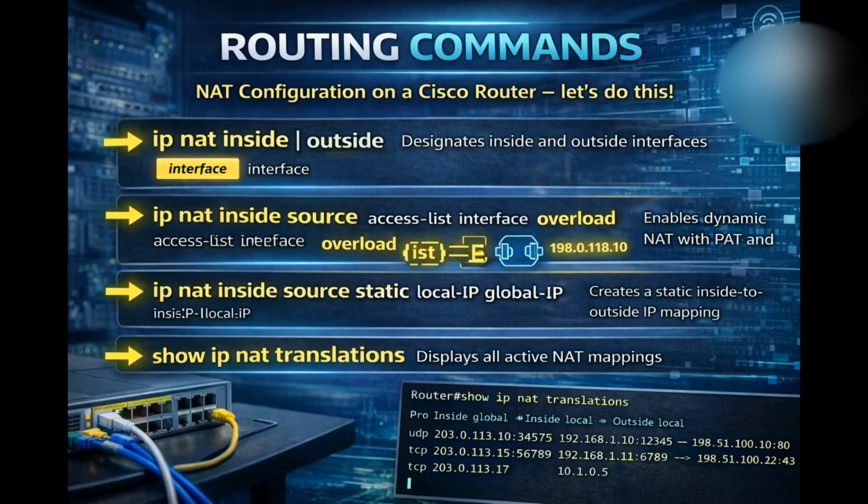Next, ip nat inside or ip nat outside. This command is configured under interface mode. It tells the router which interface belongs to the inside network and which one connects to the outside network.